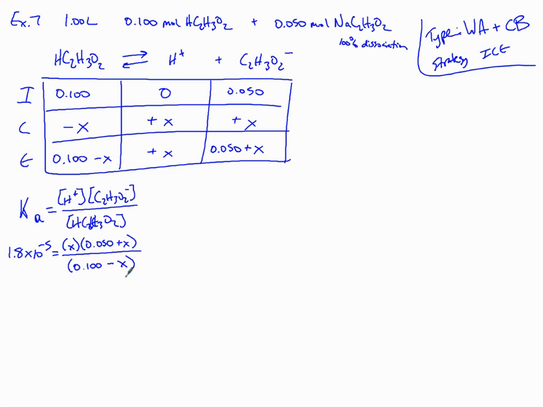Remembering that X is going to be an extremely small number, we can just ignore it on the bottom, saving us some steps. Solve for X, and it's actually going to be the same X that we found in example 6 because the numbers are the same. We've just flip-flopped these. It is 3.6 times 10 to the minus 5th.